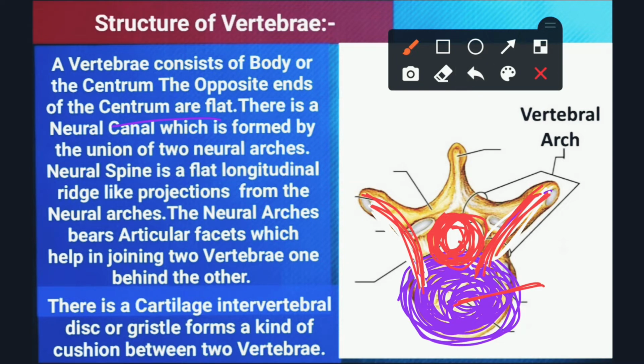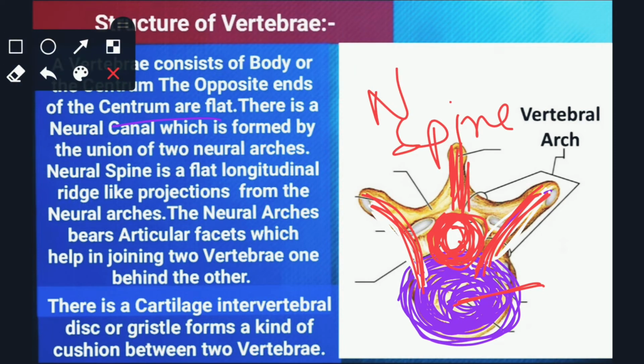Now the neural spine is a flat longitudinal ridge-like projection from the neural arcs. This middle part is the neural spine. Let me write here, the neural spine. Why do we say this is the neural spine? Because it is a flat ridge-like projection which protects this neural canal. So again, the body of the centrum, two neural arcs which form the neural canal through which runs the spinal cord, and there's a ridge-like projection that is the neural spine.